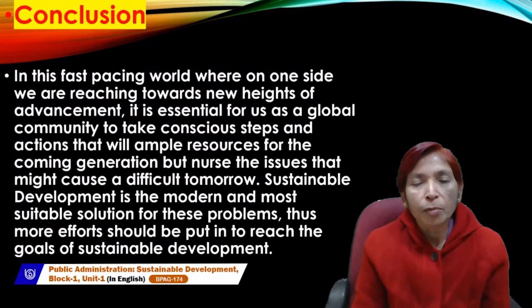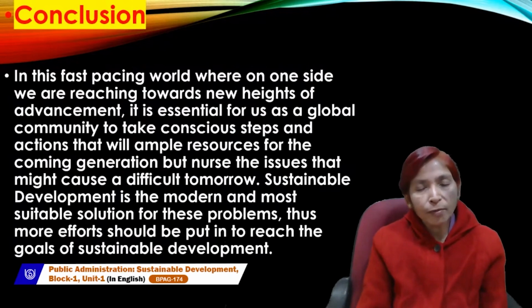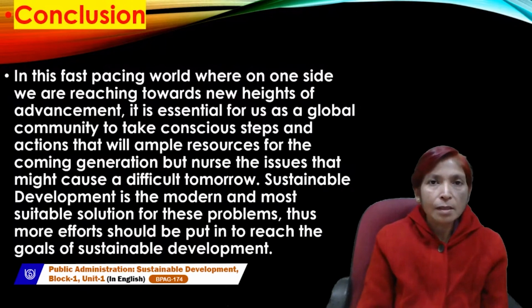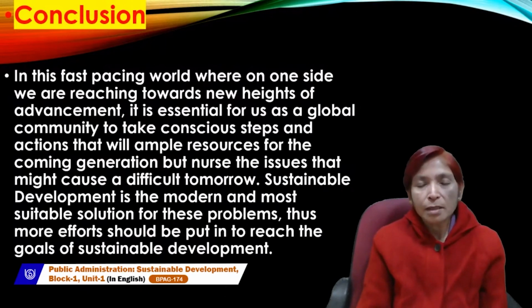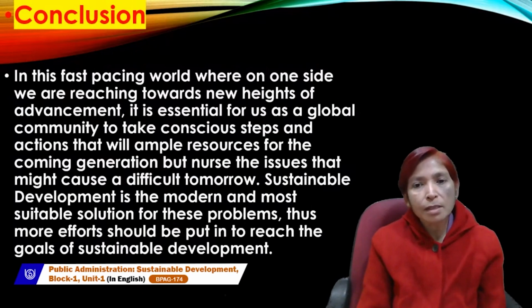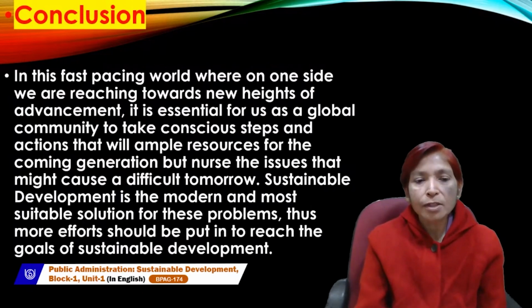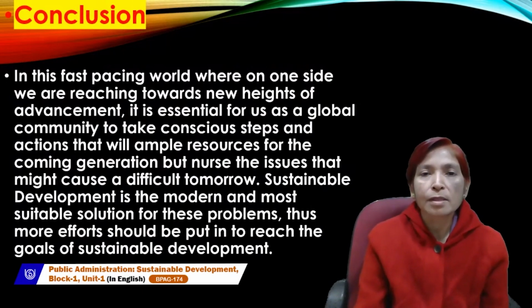Now we can conclude from today's session that we have discussed the meaning of sustainable development, its scope, and its relevance or significance in the present scenario. In this fast-paced world, where on one side we are reaching new heights of advancement, it is essential for us as a global community to take conscious steps and actions that will ensure ample resources for the coming generations, and address the issues that might cause a difficult tomorrow. So sustainable development is the modern and most suitable solution for these problems. Thus, more effort should be put into reaching the goals of sustainable development.